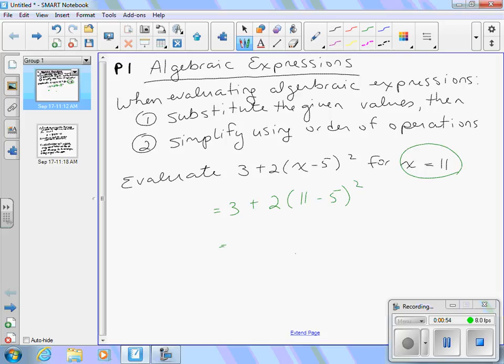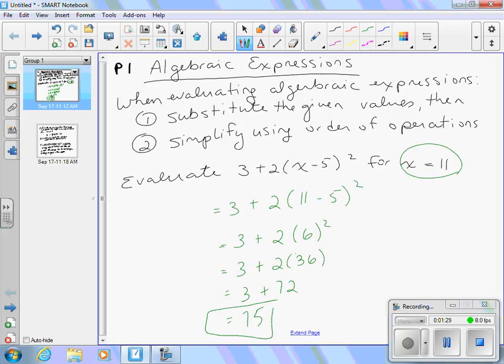Then if you can simplify quickly in your head, you're welcome to use fewer steps than I'm going to show now for the solution. So that's equal to 3 plus 2 times, and we'll take care of the operation in the brackets. So we've got 6 squared. Then we'll do the exponent. 6 squared is 36. So we've got 3 plus 2 times 36, or 3 plus 72, which gives us 75 as our final evaluation, or the final value of that.